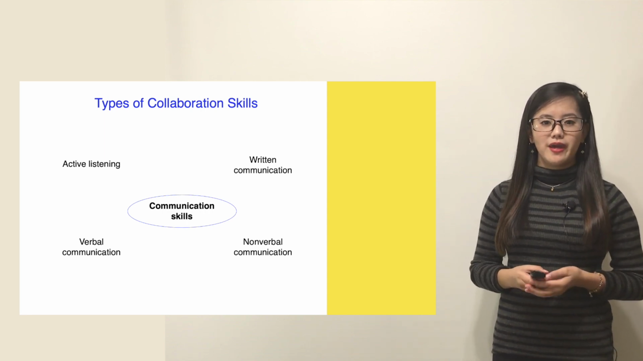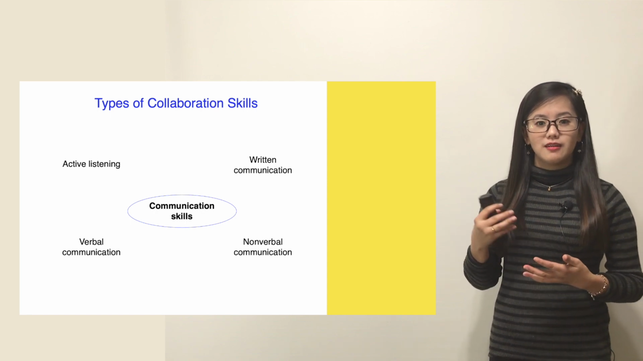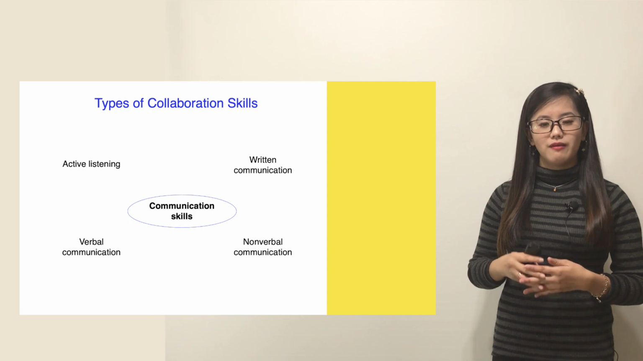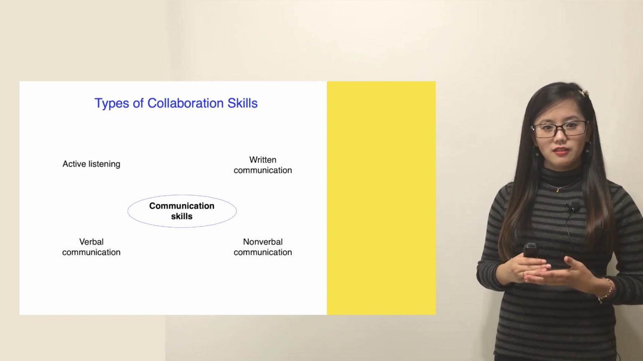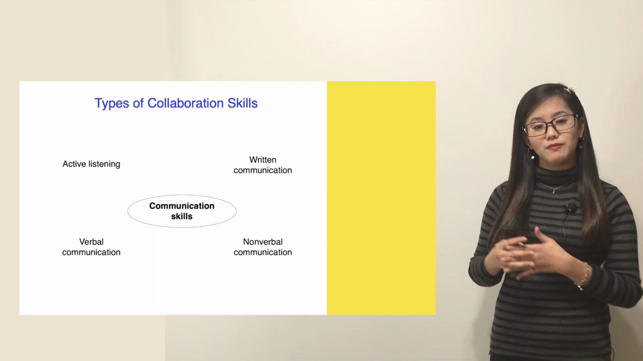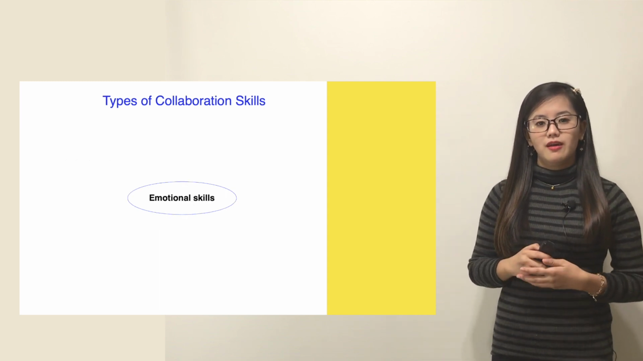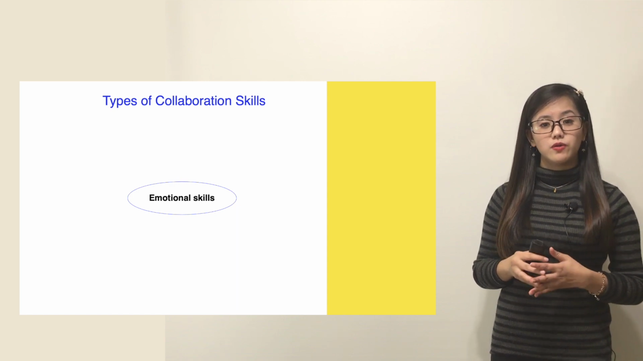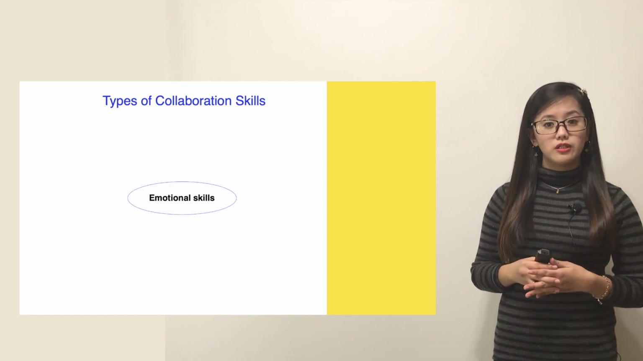Okay, so we have active listening. We also have the written communication. We also have the verbal communication and the non-verbal. So these are the aspects of communication skills. Let's have the second one, or the last one, which is emotional intelligence.